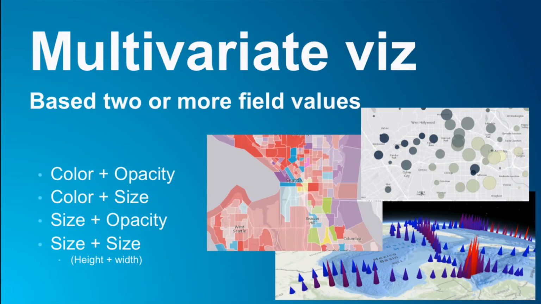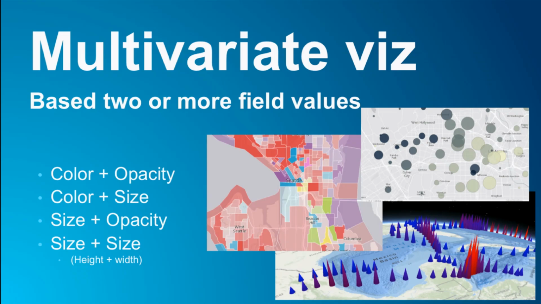So you can combine color and opacity, size and color, or any other combination of those. There's really a lot of different combinations you can go with. You can go with more than two. I personally wouldn't recommend it because it tends to convolute the message and become difficult to read. Particularly with 3D, that is true.